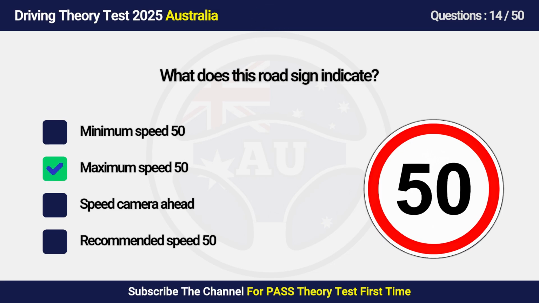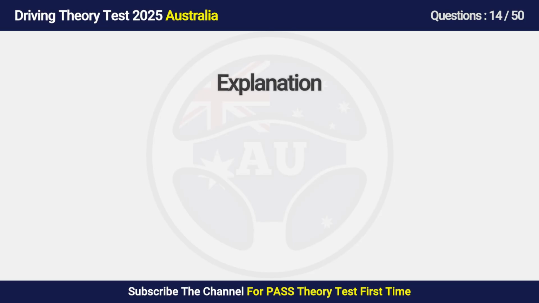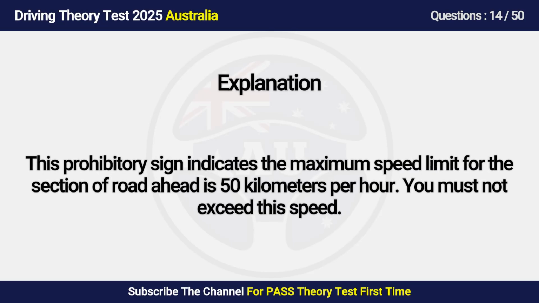Answer is B. Maximum speed 50. This prohibitory sign indicates the maximum speed limit for the section of road ahead is 50 kilometers per hour. You must not exceed this speed.